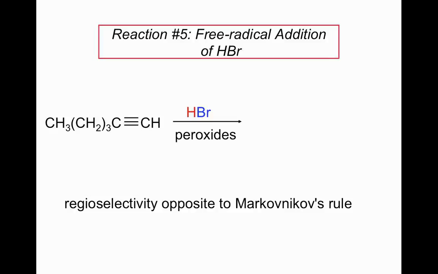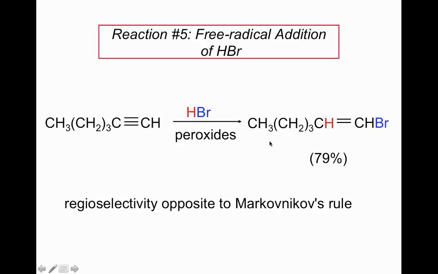The fifth reaction that we'll look at is the free radical addition of HBr. Once again, we've seen this reaction already with alkenes. It does the exact same thing to an alkyne that it does to an alkene. In this case, we add the H and the Br to one of the pi bonds with regioselectivity opposite to Markovnikov's rule. This is exactly what we learned about when we added HBr and peroxides to alkenes.